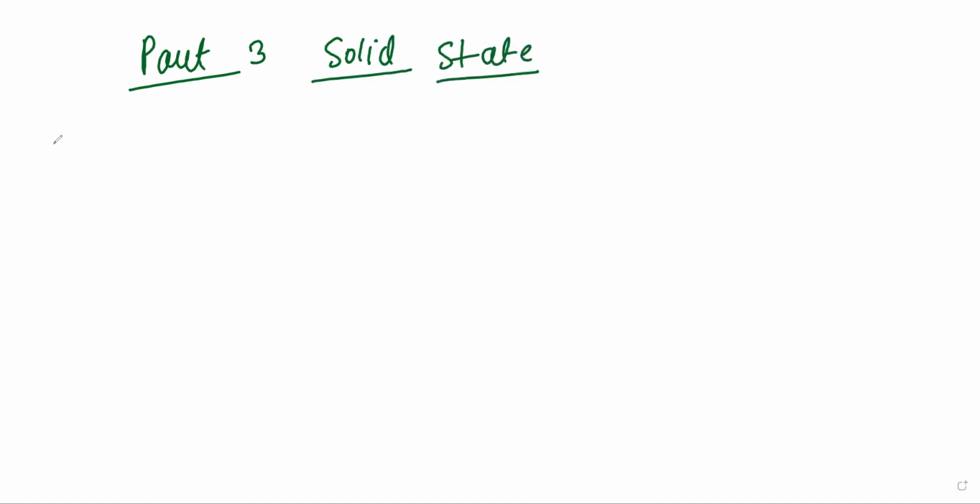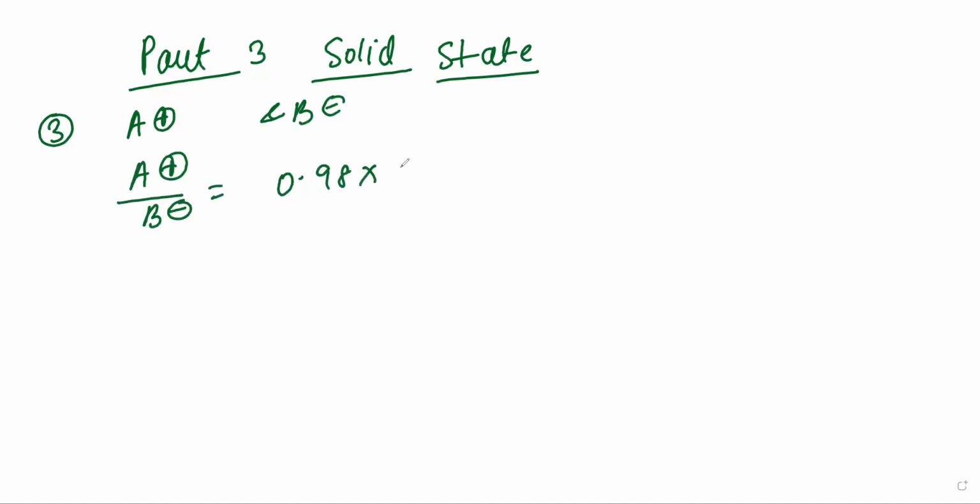Now let's see part 2, part 3. This is part 3 of solid state, right? So see question number 3. The ionic radii of A plus and B minus are given, so the ratio of A plus divided by B minus is given. It is equal to 0.98, 10 raised to minus 10, right, m.